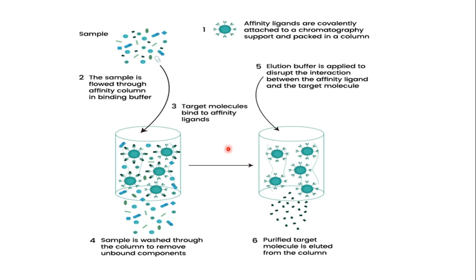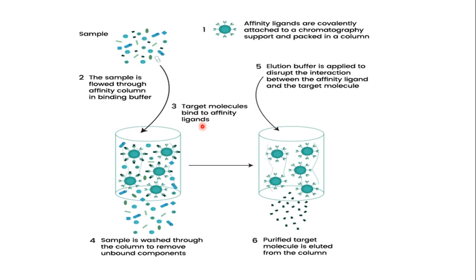So this is the summary of the whole story. What you do is you go for the equilibration, where your affinity ligands are covalently attached to a chromatography support, and they are packed in the column. The second thing you do is introduce your sample to this column where you have attached the ligands, and in the third step, the target molecules from the mixture are going to bind to the ligand based on their affinity.